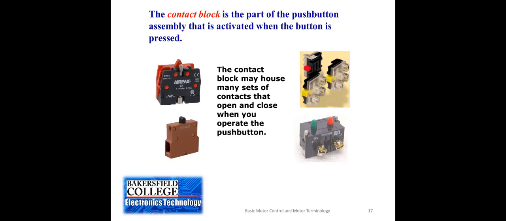Here are a couple of different types of contact blocks. The one at the far left top, that is colored red. And when you see the red ones, the red usually means it's normally closed. Because remember, on a push button 3-wire control, the stop button is red, and that is a normally closed contact. You can also see on the side of the contact block, it says NC.